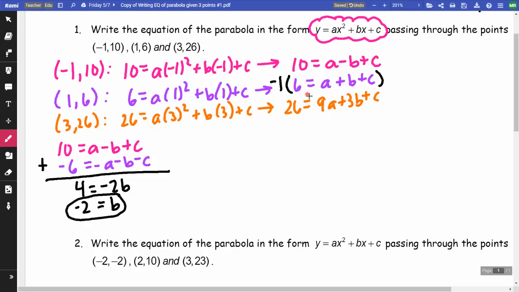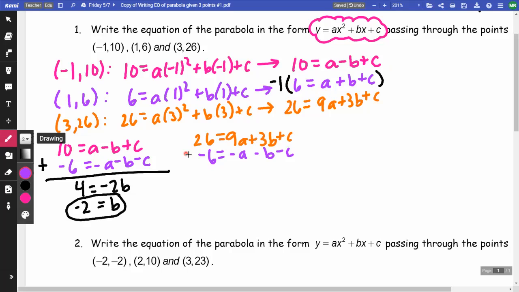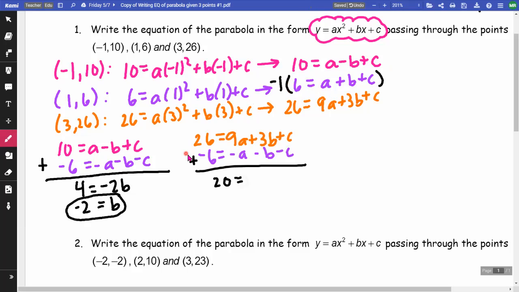So now I'm going to take the other equation that I did not use, the one that was orange, okay? So I'm going to take 26 is equal to 9a plus 3b plus c. And I am going to use my purple equation again, the one that I multiplied by -1. So I'm going to put that here, and I'm going to get -6 is equal to -a minus b minus c. I'm going to add those two equations together. And I'm going to get 20 is equal to 8a plus 2b.